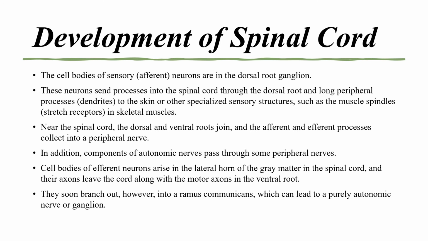Okay? So in addition, components of the autonomic nerves pass through some peripheral nerves, and cell bodies of efferent neurons arise in the lateral horn of the gray matter in the spinal cord, and their axons leave the cord along with the motor axons in the ventral root. So they soon branch out, however, into a ramus communicans, which can lead to a purely autonomic nerve or ganglion.